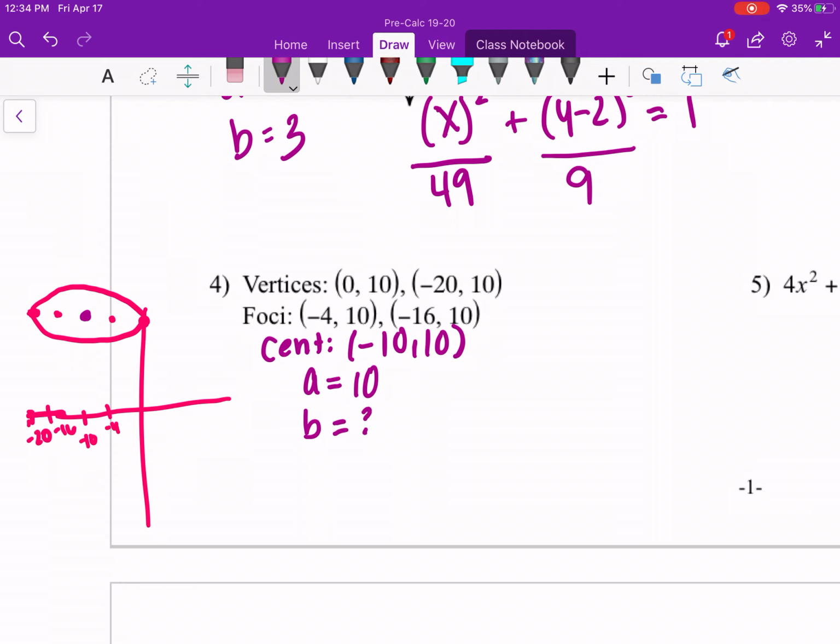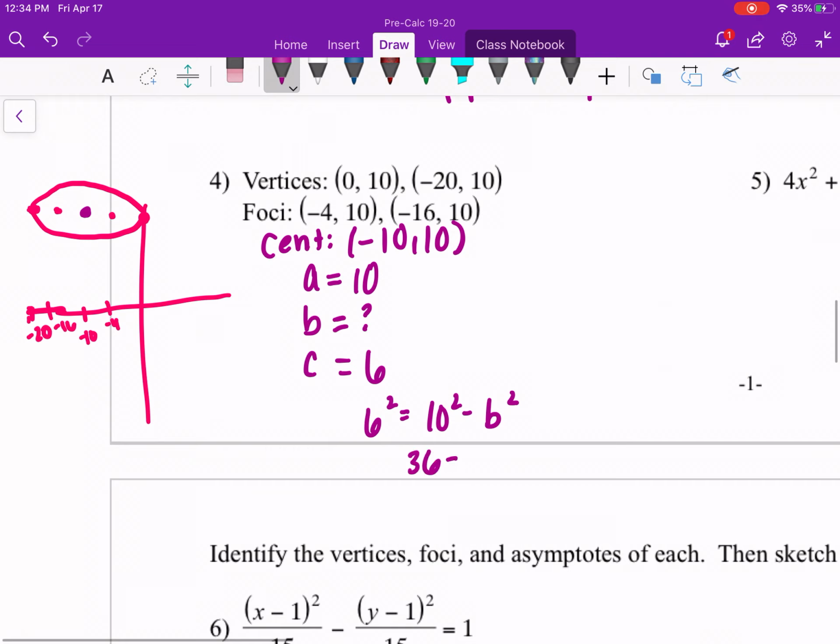I don't know my B value, which I need, but I do know my C value. I know the distance from the center to the foci, which in this case is 6. And so I'll use my C squared formula to find B squared. C squared equals A squared minus B squared, and I get 36 equals 100 minus B squared. That gives me -64 equals -B squared. Get rid of the negative on both sides, square root both sides, B equals 8.